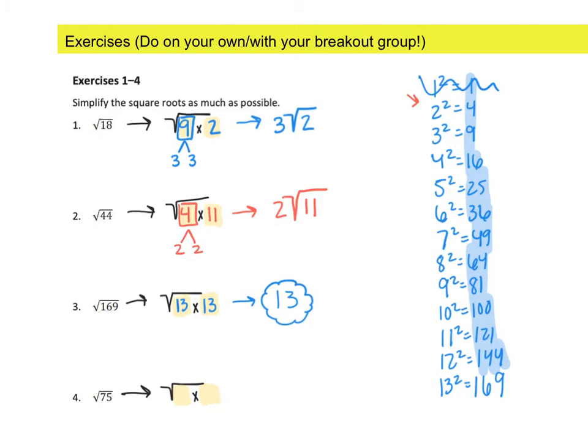All right, number 4, 75. I'm thinking about this, and I know off the top of my head, 25 goes into 75, right? 25 goes into it 3 times, so this is 25 times 3. And I can break down this 25 because it's a perfect square. This is the same as saying 5 times 5. So I'm going to move that to the outside because the square root of 25 is 5. I keep my radical, and what's left inside is my 3.